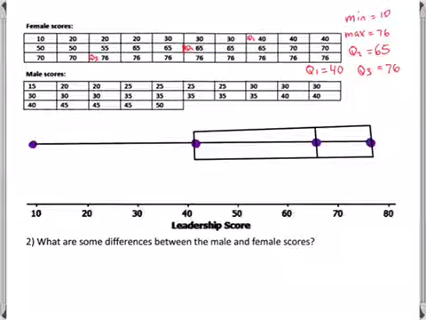Now we'll do the same thing for the males. We'll calculate the min, the max, and all 3 quartiles. So the minimum for males is 15. The maximum value for males is 50. There are 25 data points here. So to find the median, we're just looking for the middle of 25, which would be the 13th value, which in this case would be 30. So the median is 30.